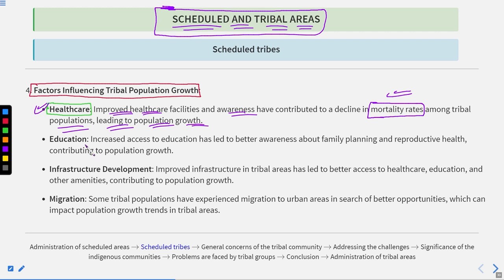So basically the improved healthcare facilities and awareness generally reduce cases of mortality and show us a decline. Because of this, when the death rate comes down and the birth rate is constant, automatically the population will grow. The second factor is education.